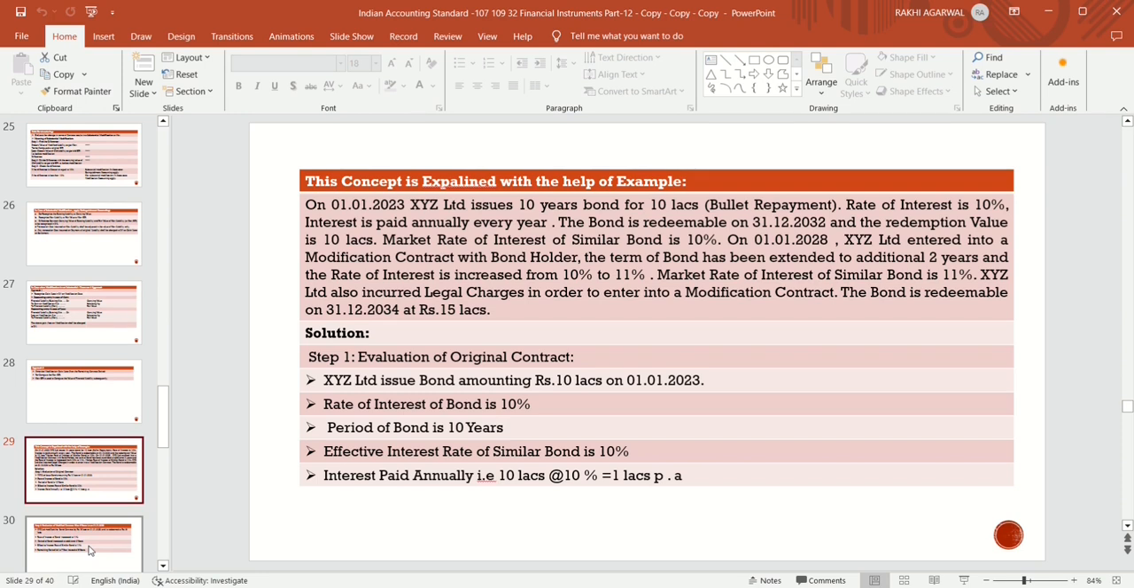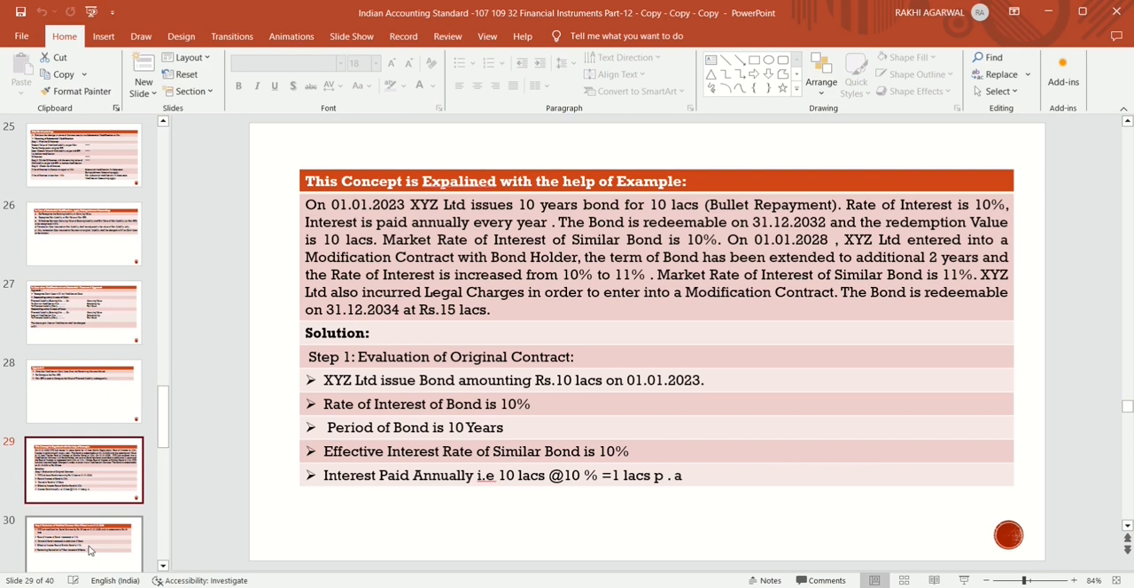Suppose on 1st January 2023, XYZ Limited issues a 10-year bond for 10 lakhs. That 10 lakhs is a bullet repayment. The rate of interest is 10%. Interest is paid annually every year. The bond is redeemable on 31st December 2032 because after 10 years the bond matures, and the redemption value is 10 lakhs, that is, a bullet repayment. The market rate of interest of a similar bond is 10%.